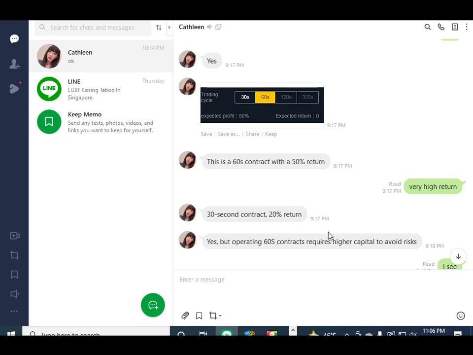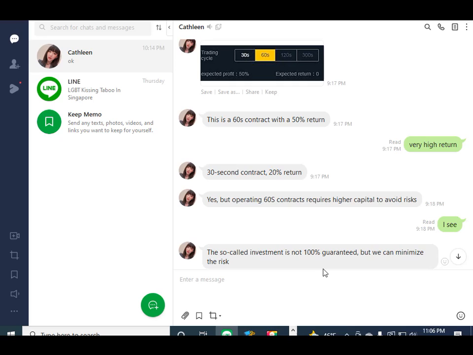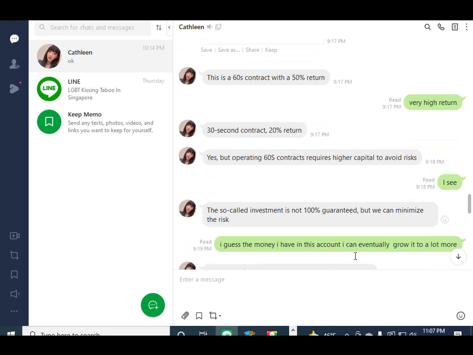She said 60s contract with a 50% return, 30-second contract with a 20% return. And she said yes, but operating 60s contract require higher capital to avoid risk. The so-called investment is not 100% guaranteed, but we can minimize the risk.